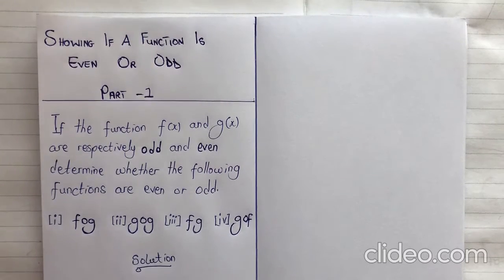Hi guys, in today's video we are working on composite functions. We want to check which one of these is even or odd. We have the functions fog of x, gog of x, gof of x, and even the product function fg of x. How do we determine if this function is even or odd depending on the question given to us?